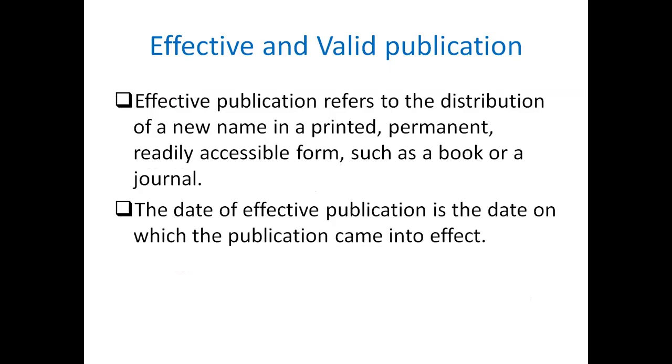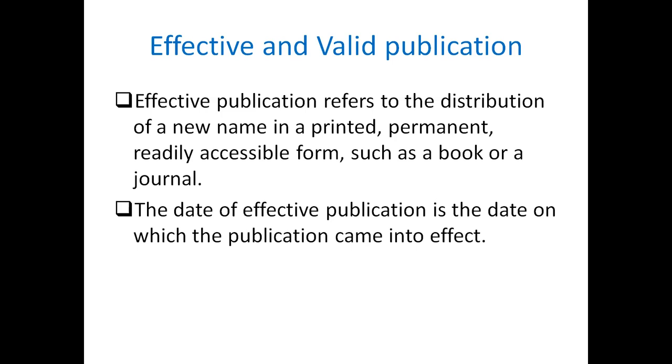So now we come to effective and valid publication. What is effective publication? It refers to the distribution of a new name in a printed, permanent, readily accessible form such as a book or a journal. So when one person identifies a plant and names a plant, he should publish it in a printed, permanent and readily accessible form, such as in the form of a book, or in a journal. It should be published, then only it should be considered as an effective publication.